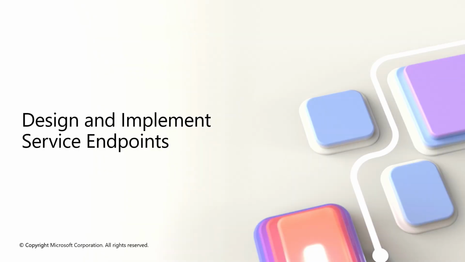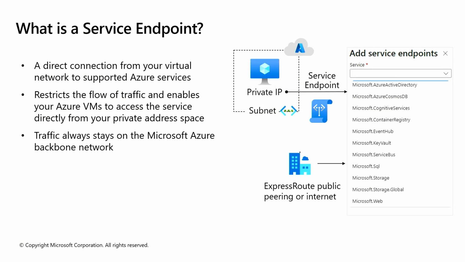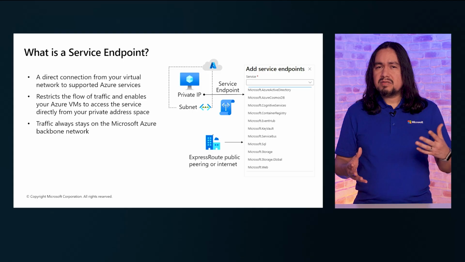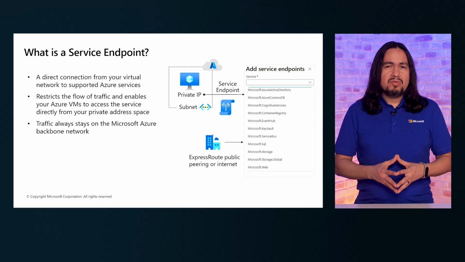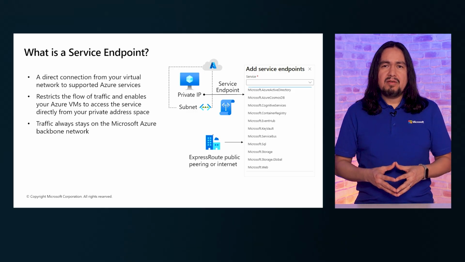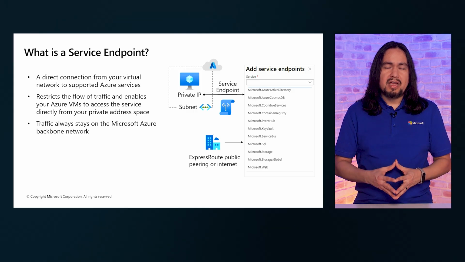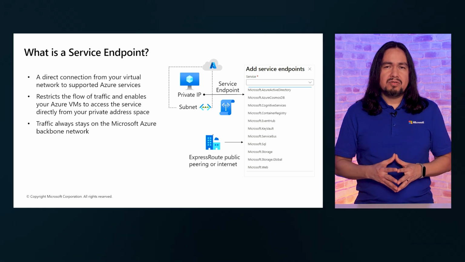In this section, we're going to talk about design and implement service endpoints. We're going to learn what they are and also how we can implement policies within service endpoints. A service endpoint is a direct connection from your virtual network to supported Azure services, like Entra ID, maybe storage, or even a SQL server. So the idea is that you can restrict the flow of traffic and enable your virtual machines to access that specific service directly from your private Azure space. The traffic always stays on the Microsoft Azure backbone network.